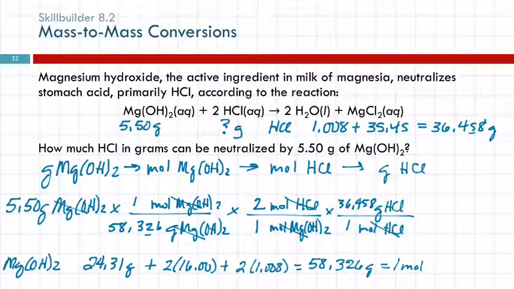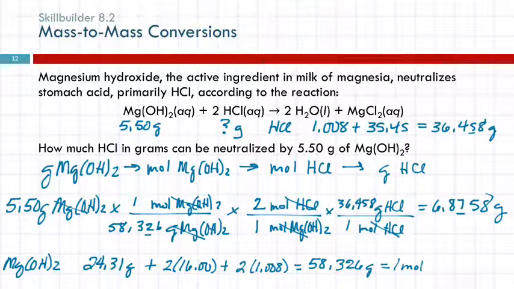Now we're just going to go across. 5.5, I don't like to multiply by 1. Divide by 58.326. Times 2, I don't like to divide by 1. Times 36.458. Again, I'm not going to divide by 1, but you can. It won't change anything. Calculator says 6.8758 grams. 3 sig figs here, 3 sig figs in the answer.